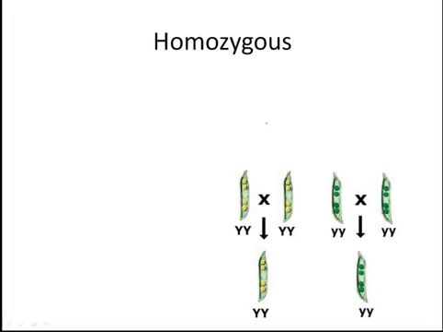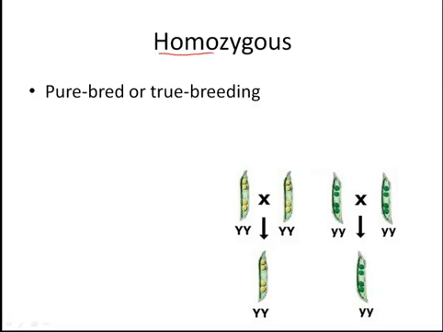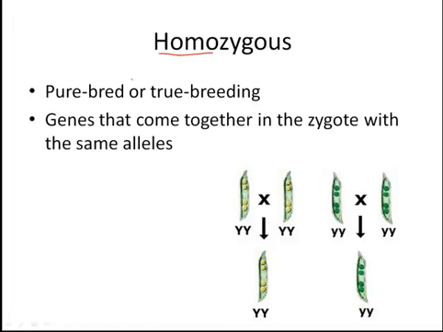So when we talk about our pairs of alleles that we got, if you have 2 alleles that are the same, these are called homozygous, because remember, homo means same. And we also call this purebred or true breeding. So the genes that come together in the zygote with the same alleles, that means the allele is the same. So for the example of tall, somebody who's homozygous would be big T, or if they're short, little t.